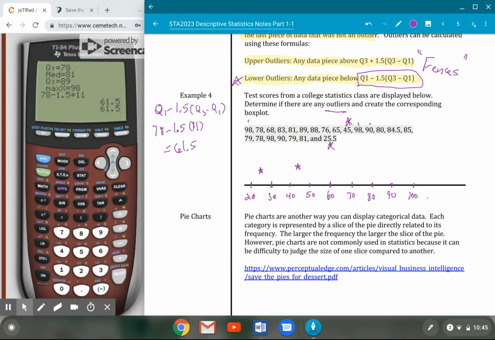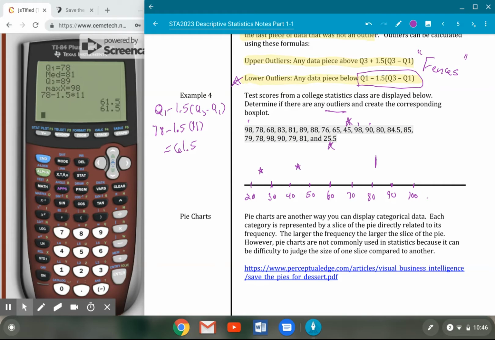And then for the box plot, the two boxes and the whiskers, I'll start in the middle with my median and work my way out. So on the calculator, remember we found that the median was 81 looking over the left side of my screen. So I'll draw a line here at 81. There's my median, just above 80.